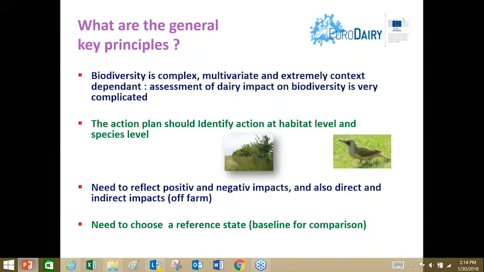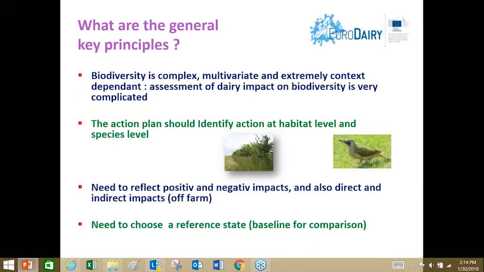So that goes for the challenges. Now, again, to stay at the very general level, what are the main global principles around biodiversity? The first key principle is that biodiversity is very complex, it is multivariate, and extremely context dependent. So assessment of dairy impact on biodiversity is very complicated.